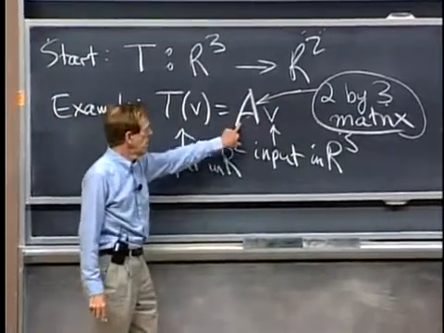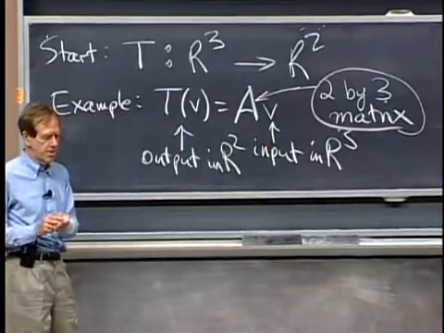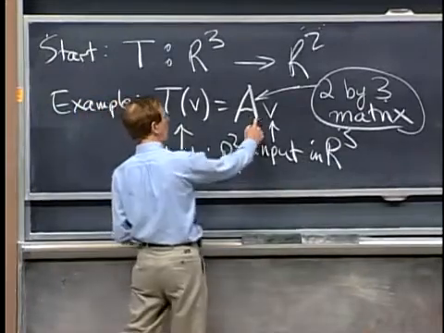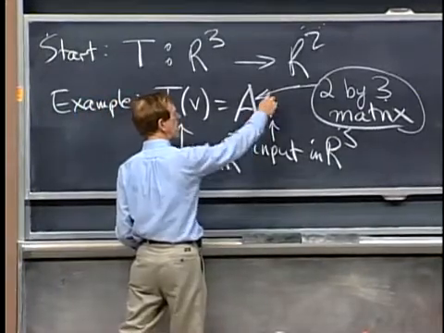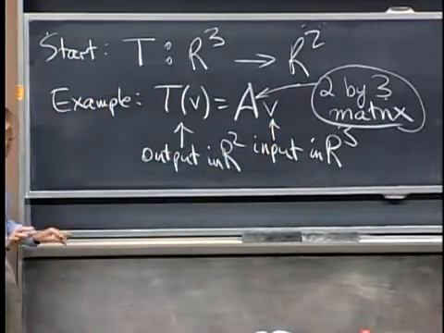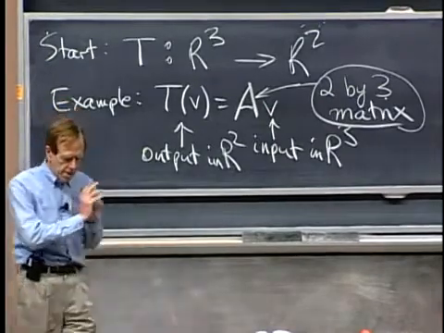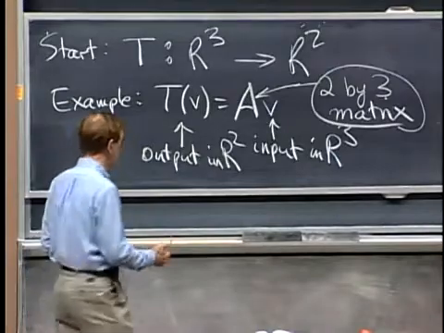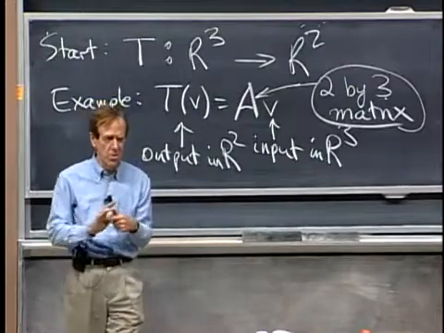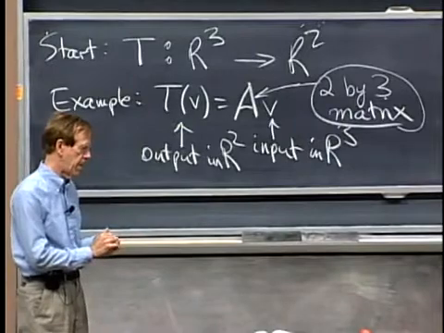A 2 by 3 matrix will multiply a vector in R3. You see, I'm moving to coordinates so quickly. I'm not a true physicist here. A 2 by 3 matrix will multiply a vector in R3 and produce an output in R2, and it will be a linear transformation. And okay, so there's a whole lot of examples. Every 2 by 3 matrix gives me an example, and basically I want to show you that there are no other examples. Every linear transformation is associated with a matrix.